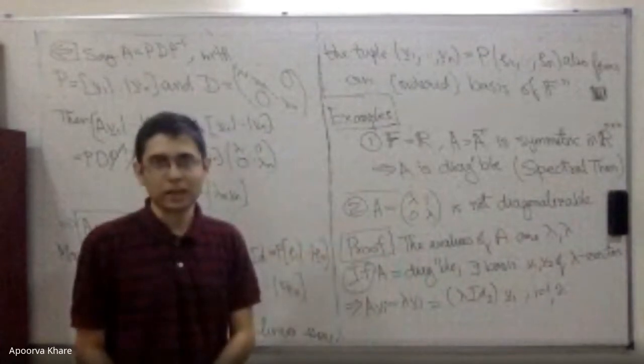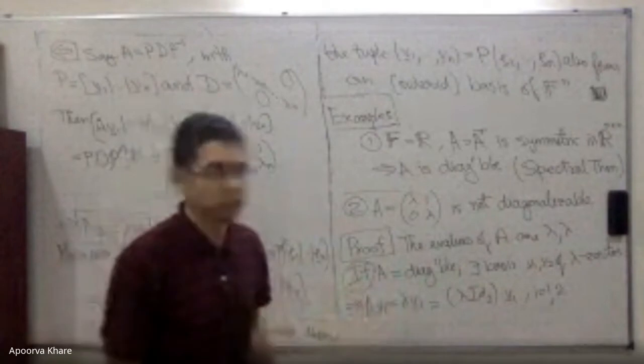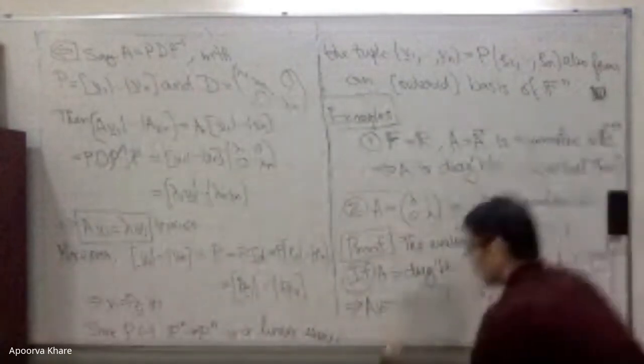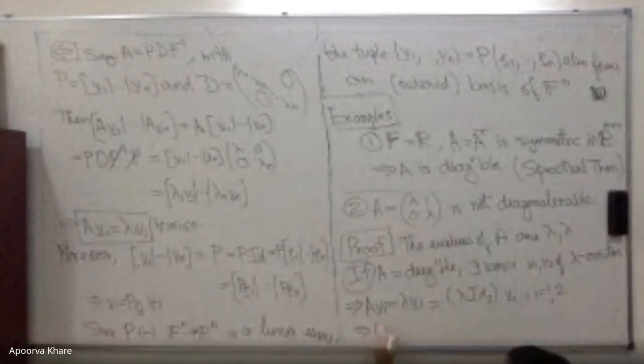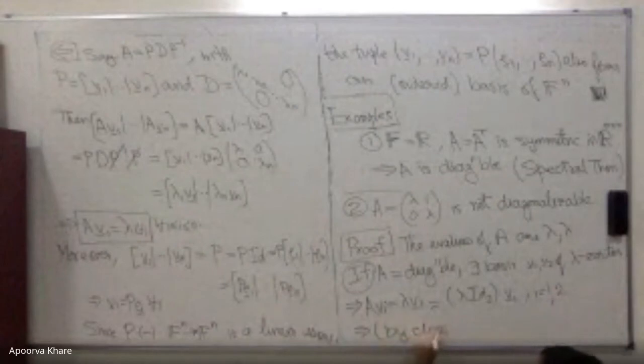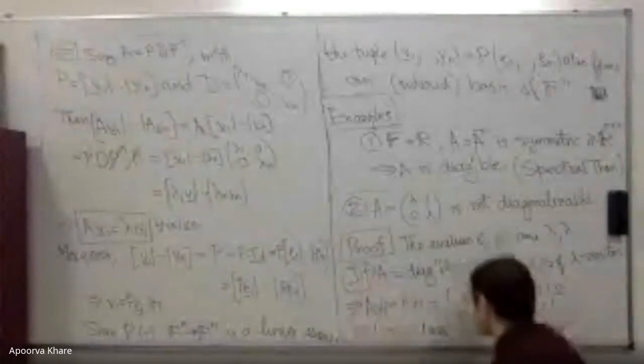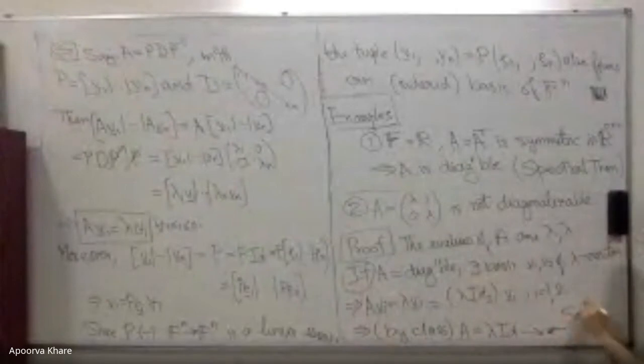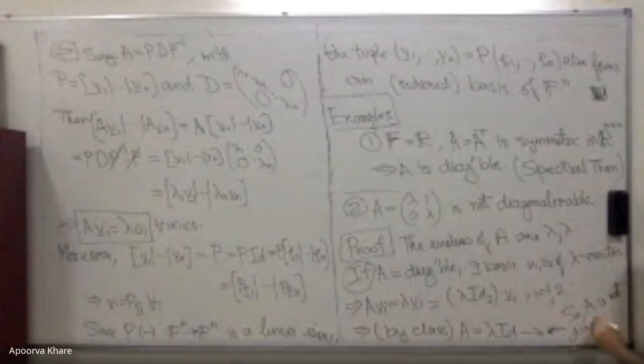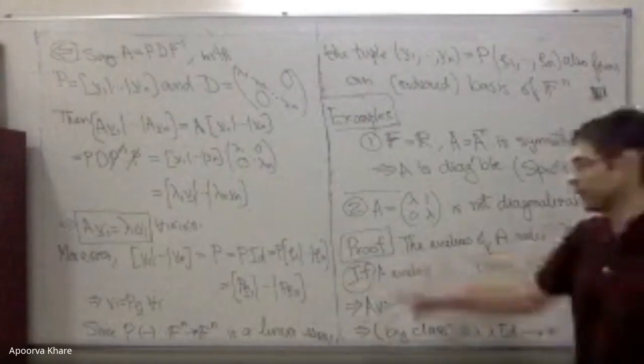If A is diagonalizable, then this happens. Well, A is not diagonalizable. It implies by class that A equals lambda times identity. This is a contradiction. So A is not diagonalizable, because that's why. Okay, so that's basically the end of today's class.